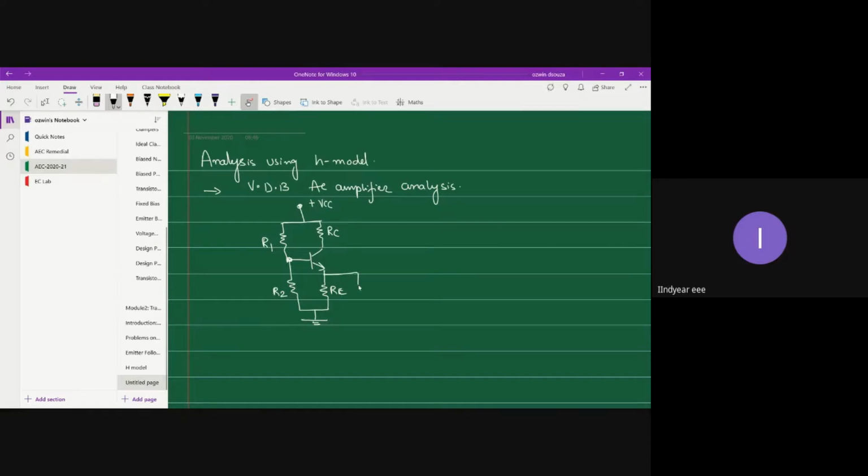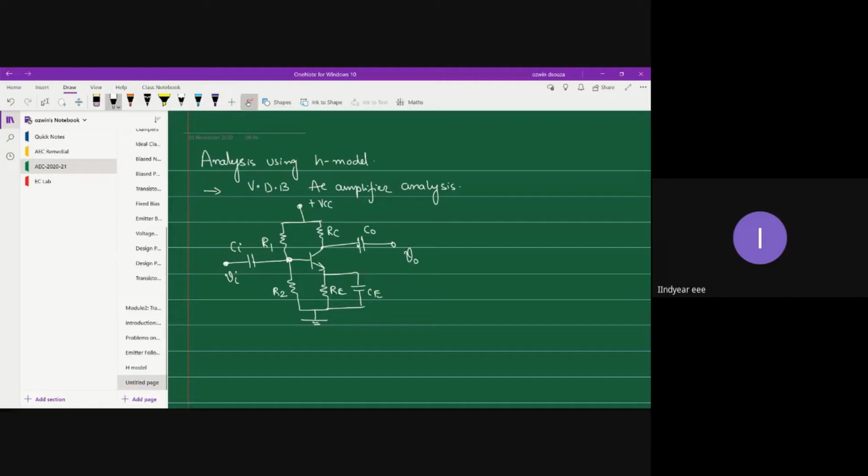Okay, so it's the bypass capacitor, which provides low resistance path for the AC signals, followed by the two coupling capacitors. One is found in the input circuit and the other is found in the output circuit. This is Vi and this is V0. Okay, fine. So this is your voltage divider bias AC amplifier.